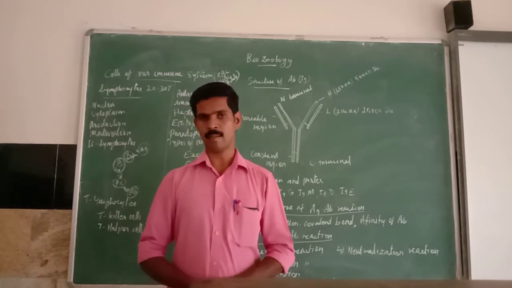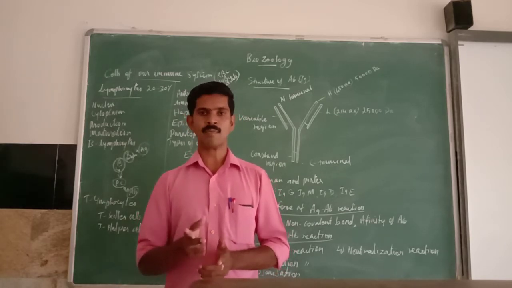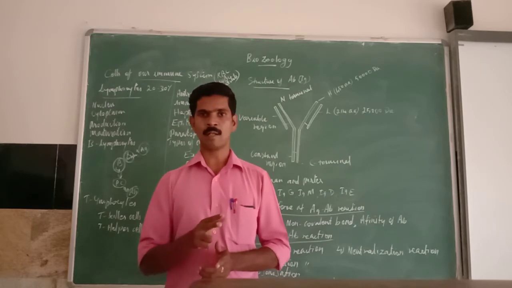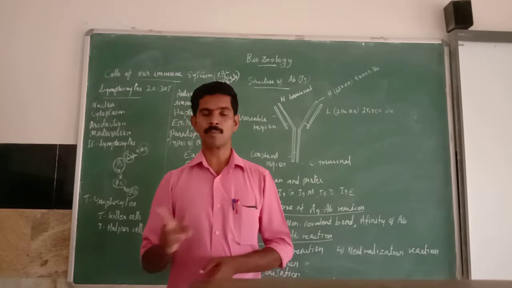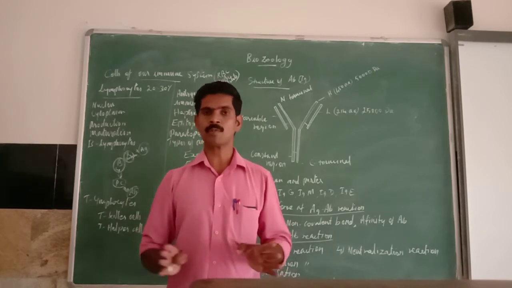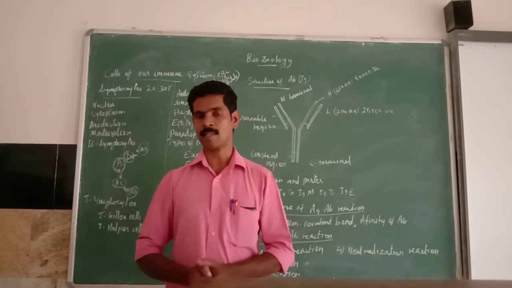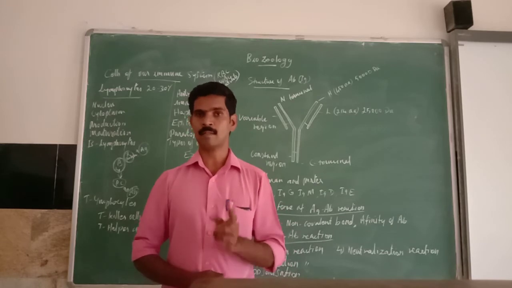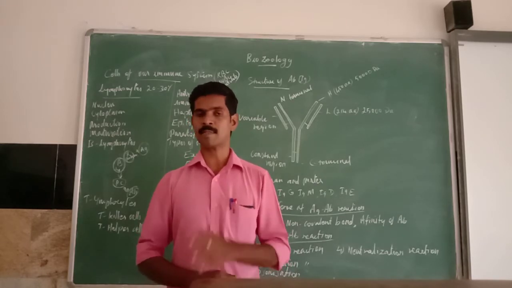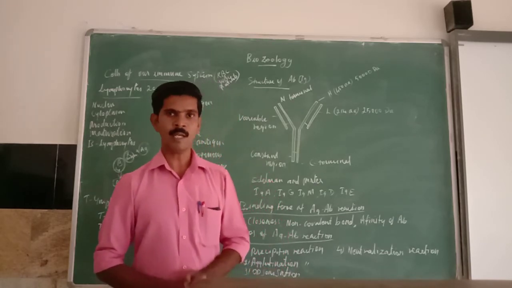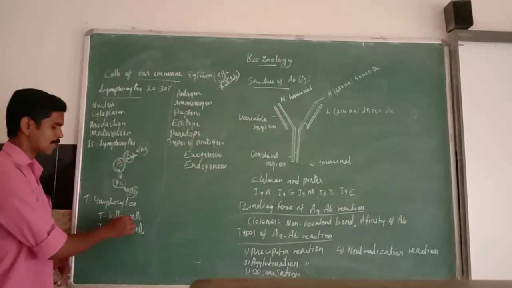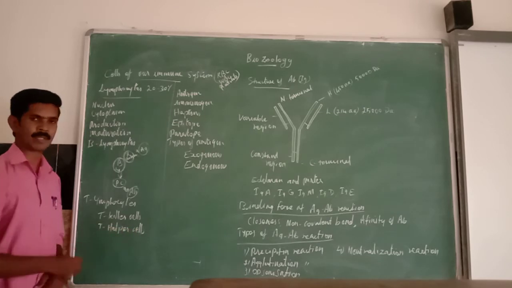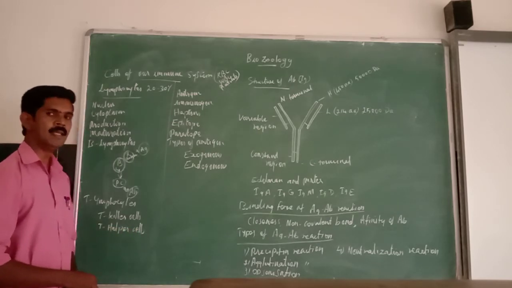Understand? Then the second type of lymphocyte is called T lymphocyte. Already I told you B lymphocyte and T lymphocyte. The T lymphocyte does not produce any antibody under any situation. These T lymphocytes are in two forms inside our body. One form is called T killer cells, and the second one is called T helper cell.